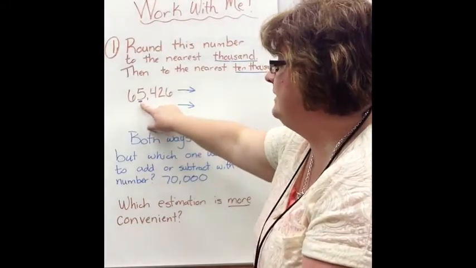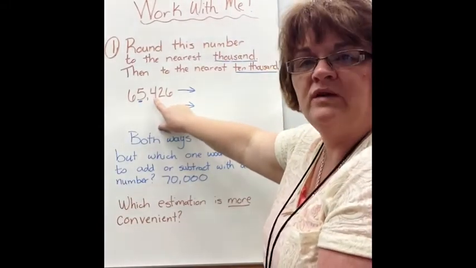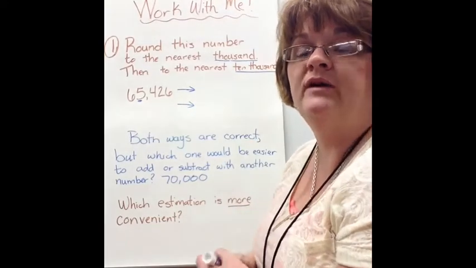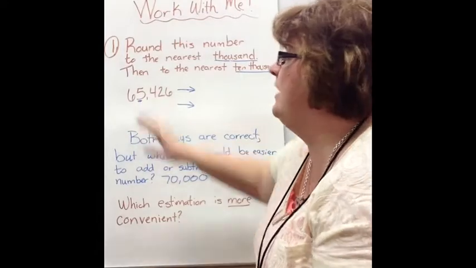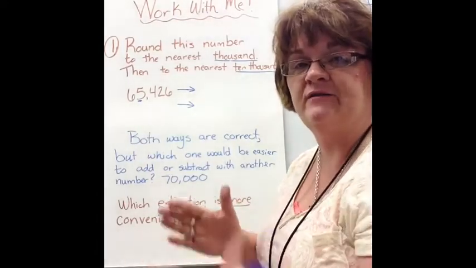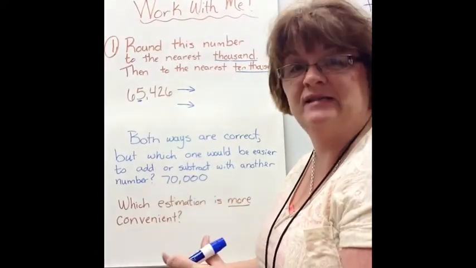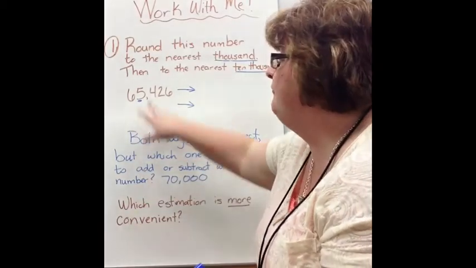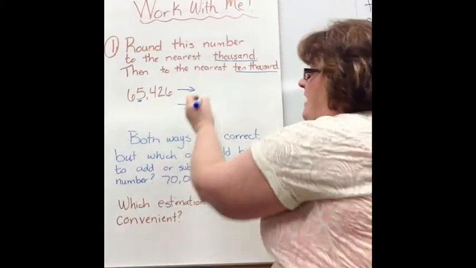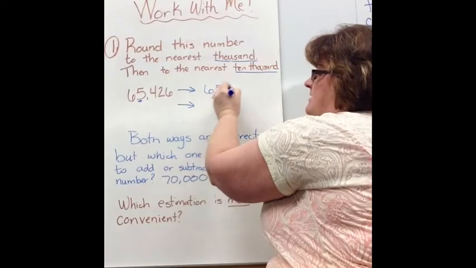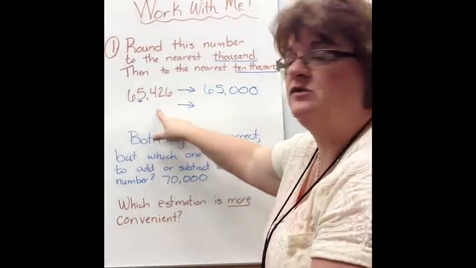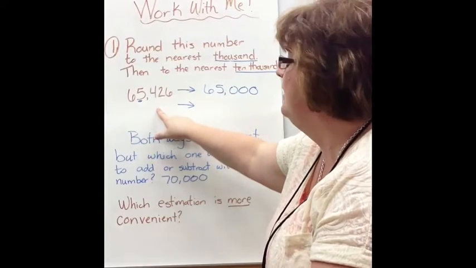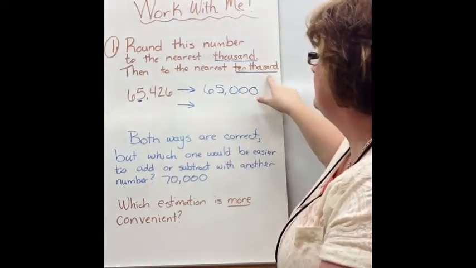Okay, so we need to look at the 5 and ask ourselves, what does the 4 tell the 5 to do? Well, we know that the 4 tells the 5 to stay the same. What we're really wanting to know is, is this number closer to 65,000 or is it closer to 66,000 on a number line? The 4 tells us that it's closer to 65,000. So I'm going to keep that number the same, and this would be the estimated number for 65,426.